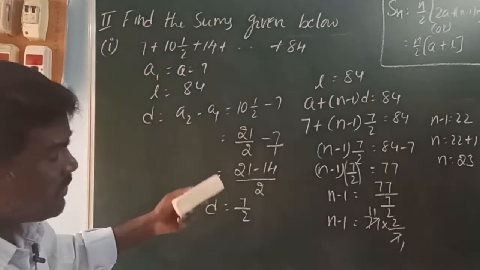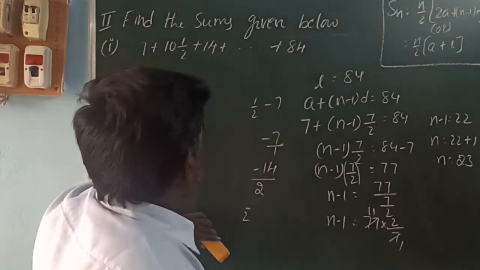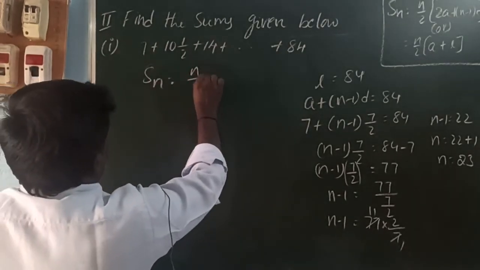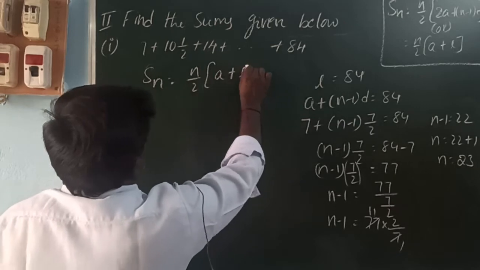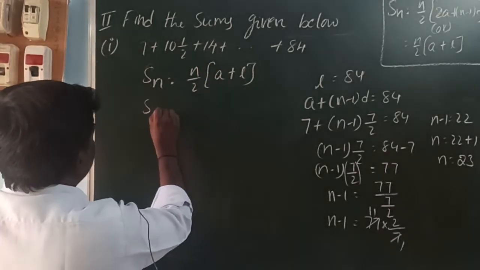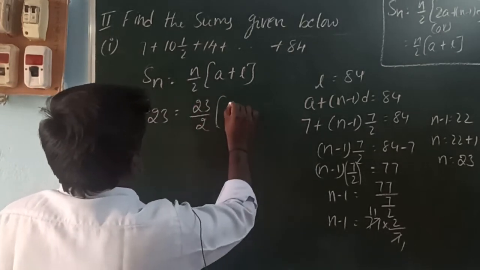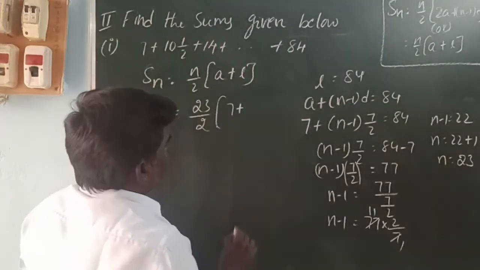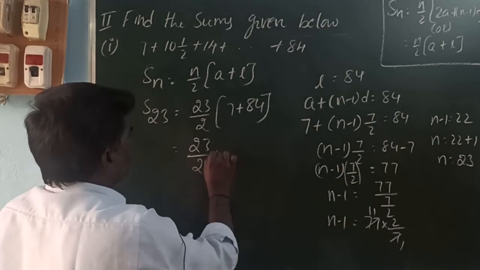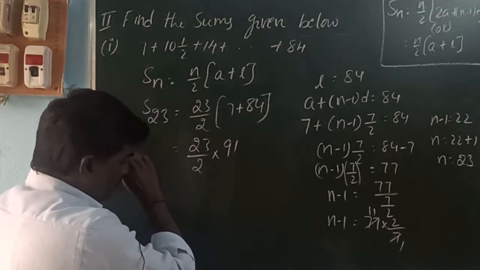But they are asking for the sum of the given AP. How can we find it? By using the sum of n terms. What is the formula? n by 2 of a plus l. So Sn is equal to n by 2 of a plus l. So S23 is 23 by 2 of a, which is 7, plus l, which is 84. So that is 23 by 2 into 84 plus 7, that is how much? 91.